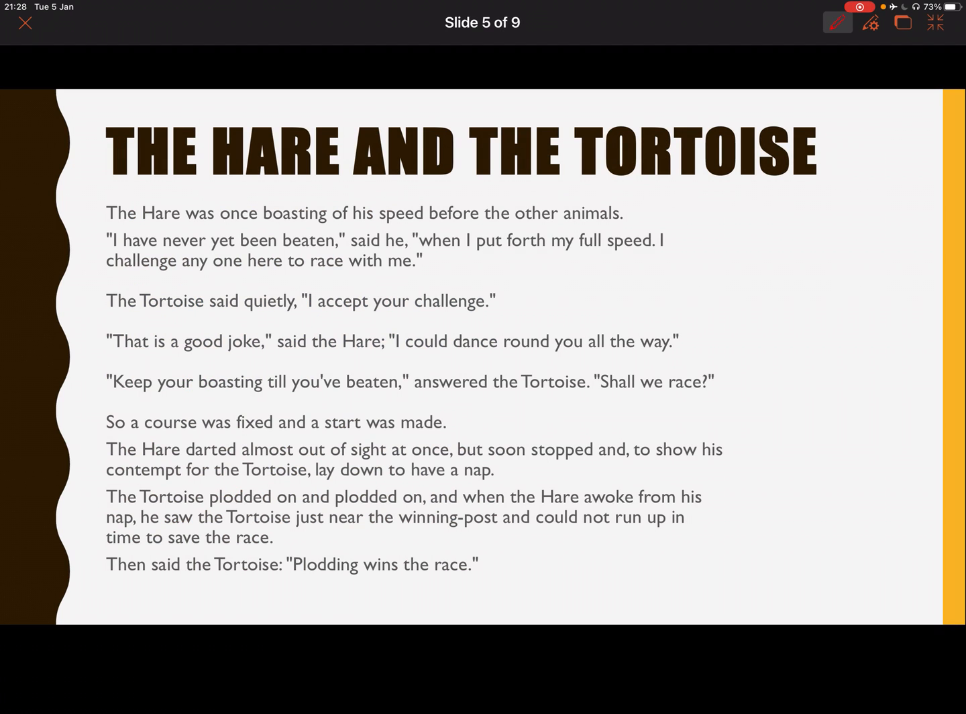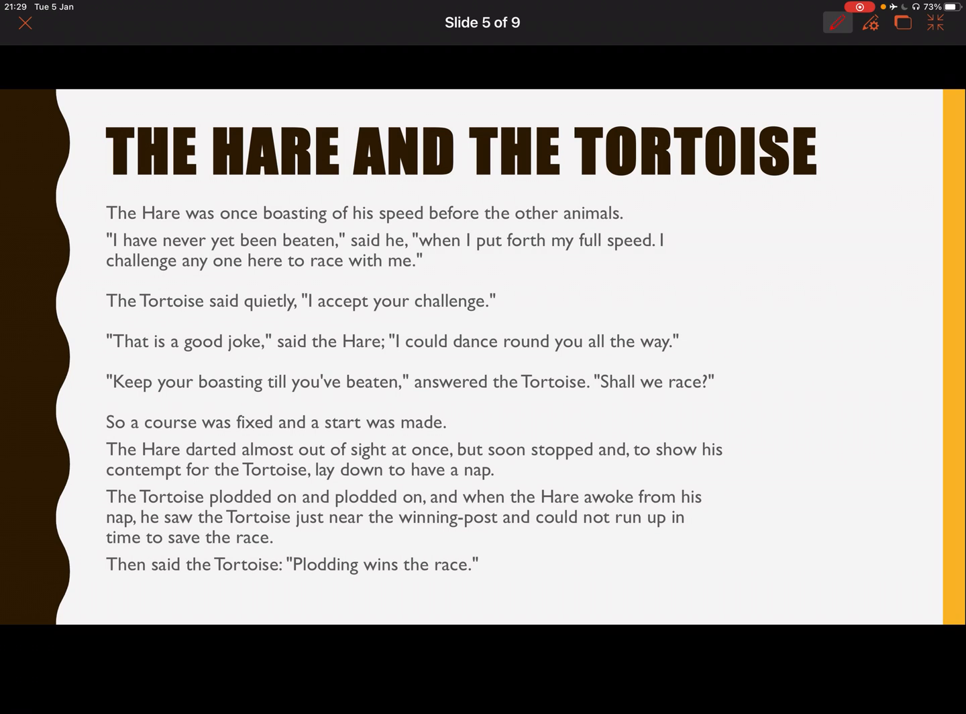So the first one, I think you might have heard of this one. The Hare and the Tortoise. The Hare was once boasting of his speed before all the other animals. I've never yet been beaten, he said. When I put forth my full speed, I challenge any one here to race with me.